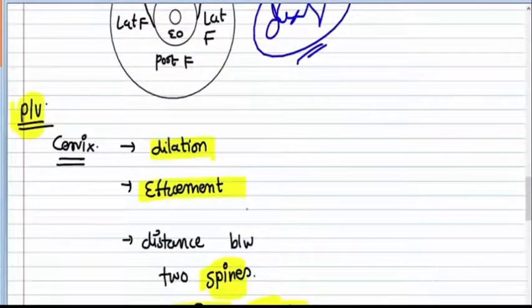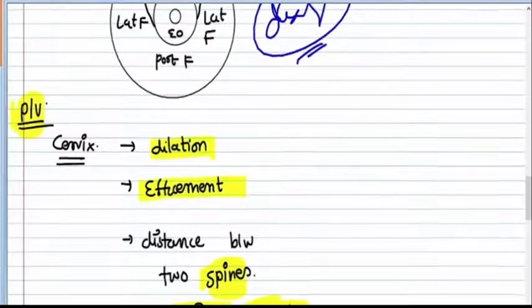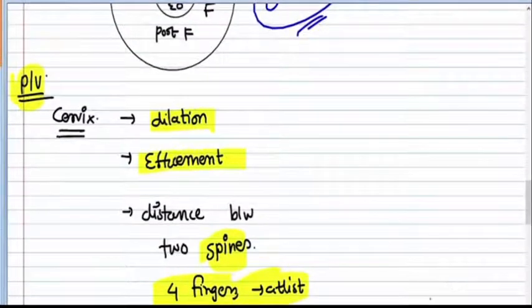On per vaginal examination, which is a very important examination in obstetric examination, you will definitely palpate the cervix. You will see the dilatation and the effacement of the cervix. You will also assess the pelvis. And how will you assess the pelvis? The distance between the two spines should be at least 4 fingers.